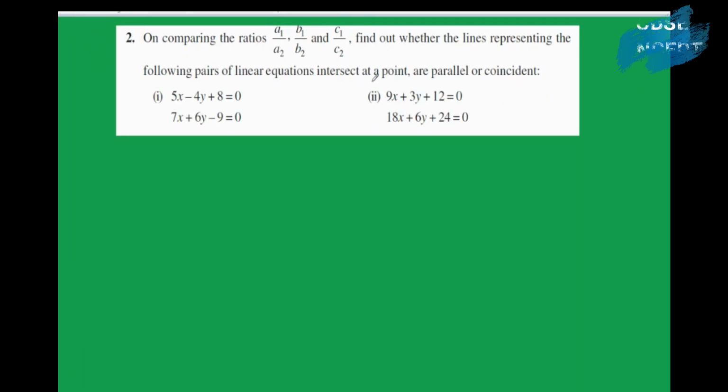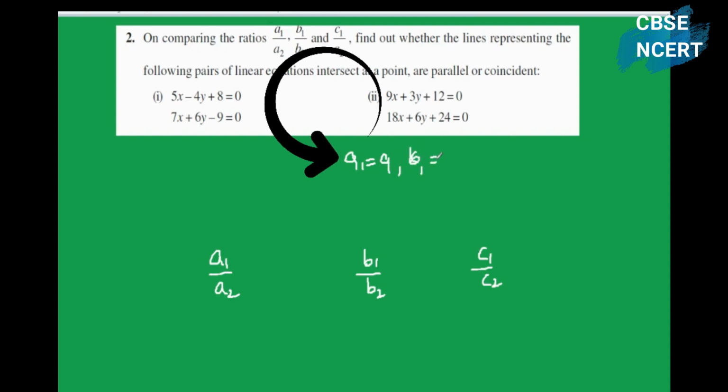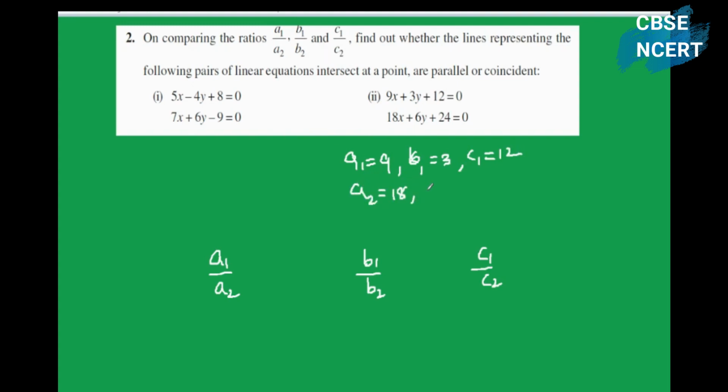Now we'll discuss the second question, second bit. Here also it is a similar problem. We have to find the type of lines, whether they are intersecting, parallel or coincident. To find the type of line, we have to compare the ratios A1 by A2, B1 by B2. You have to take them separately, so it is easy to find the type of line. Here A1 is the coefficient of x for the first equation, B1 is the coefficient of y for the first equation, and C1 is 12. A2 is the coefficient of x for the second equation, which is given as 18, B2 is 6, and C2 is equal to 24.